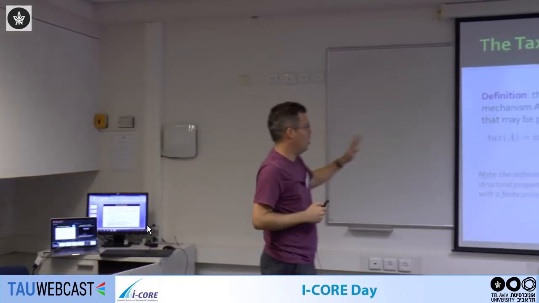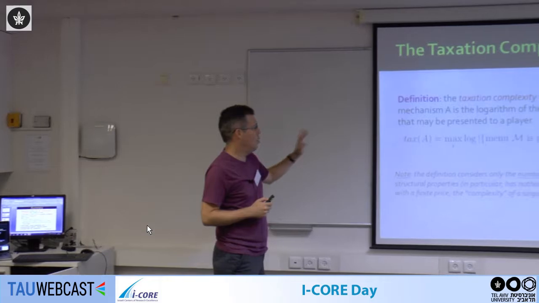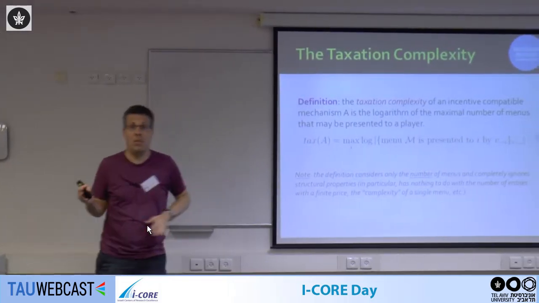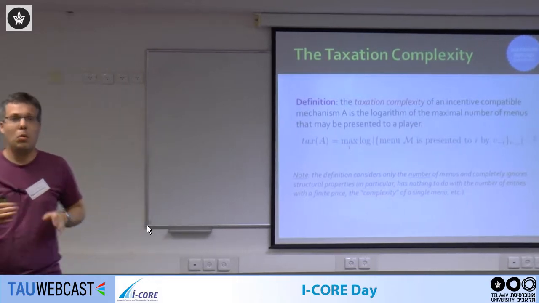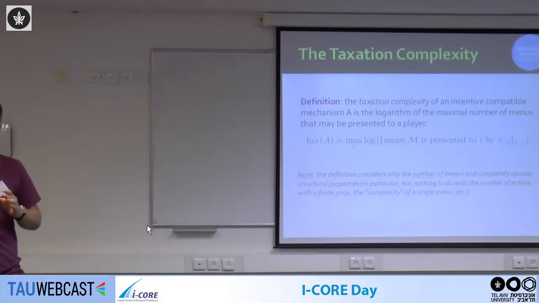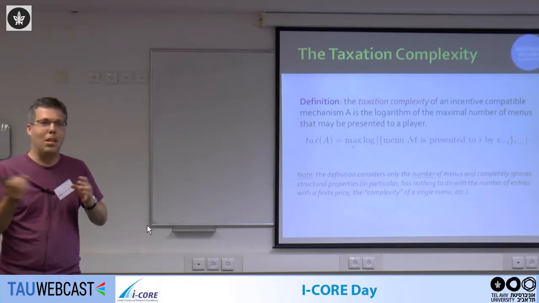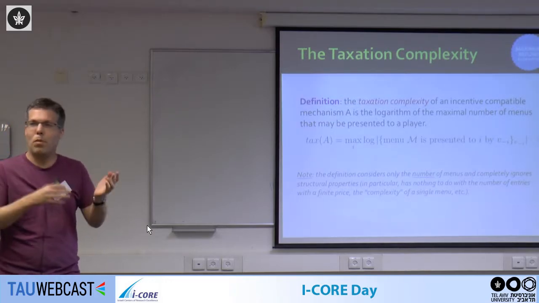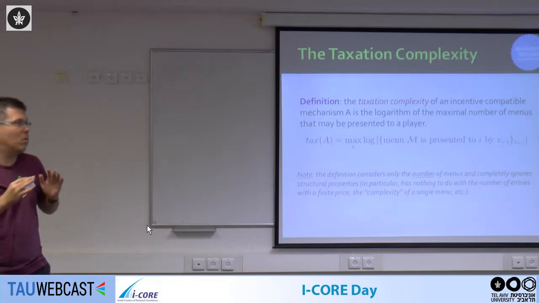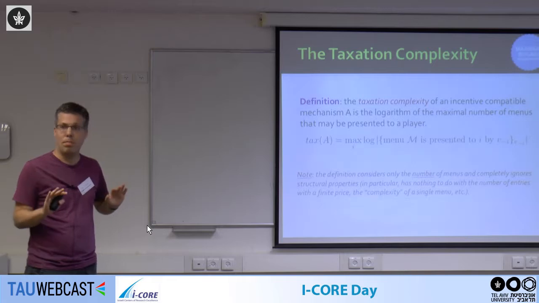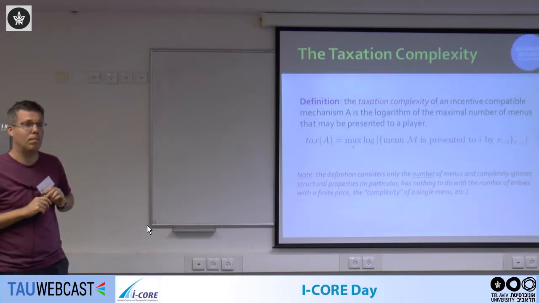OK, so I just want to make sure that we all understand that in this definition, we only care about the number of menus that a player might see. We don't care about the complexity of each single menu. We don't care about the price of every single entry, whatever. We just count the number of menus that the players might see and take a log. That's all. This is taxation complexity. Just to make sure, yeah.